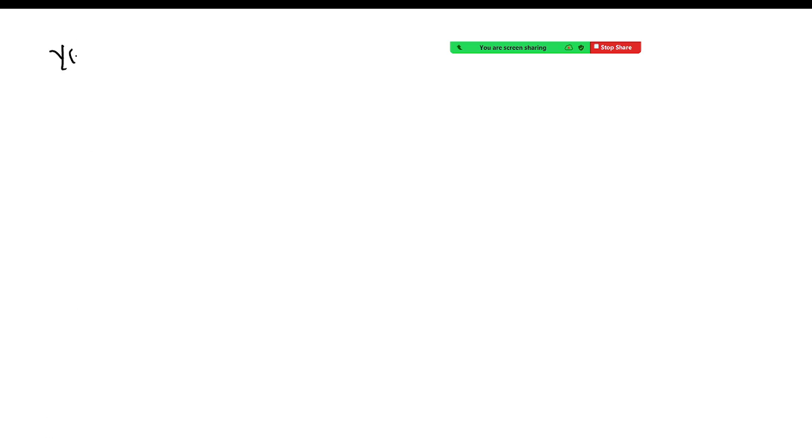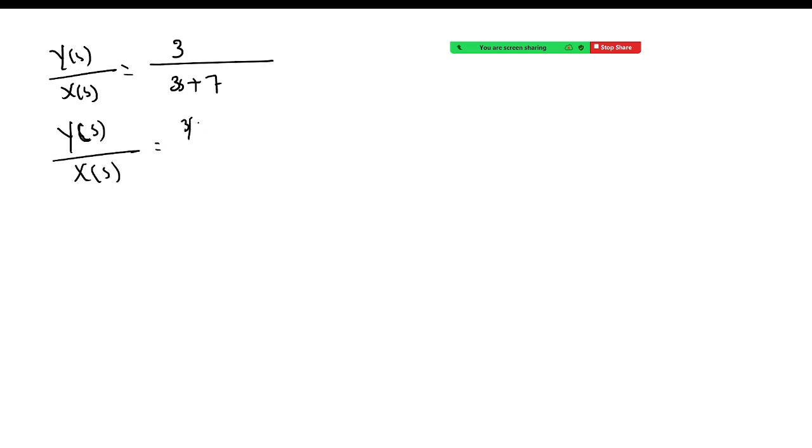So you have got the value of Ys upon Xs equal to 3 divided by 3s plus 7. The aim should be to make this in the standard form, that is Kp upon tau s plus 1. So I'll convert this into this form: Ys upon Xs equals 3 by 7 divided by 3 by 7 into s plus 1. So this will be your Kp for the closed loop response, and this will be your tau for the closed loop response.